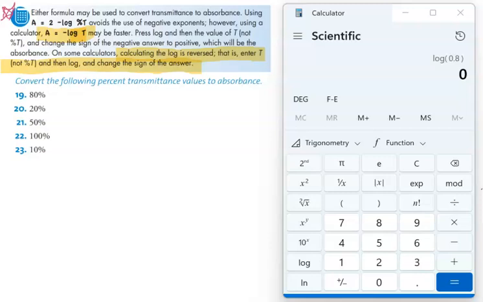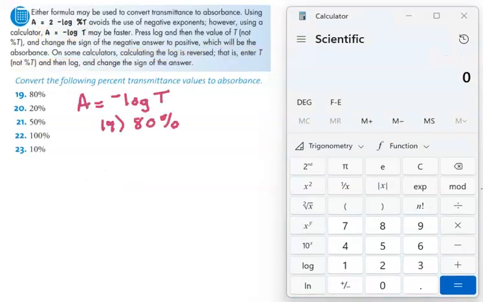Let's start off with problem number 19. The directions say convert the following percent transmittance values to absorbance. So number 19 gives us 80% transmittance. Again, we're trying to go from transmittance values to absorbance. So we're trying to solve for absorbance. And again, we're using A equals negative log T. That's the formula that we're going to be using.